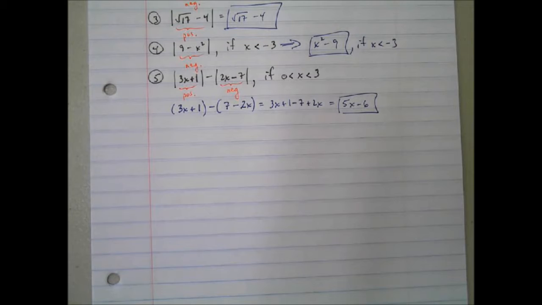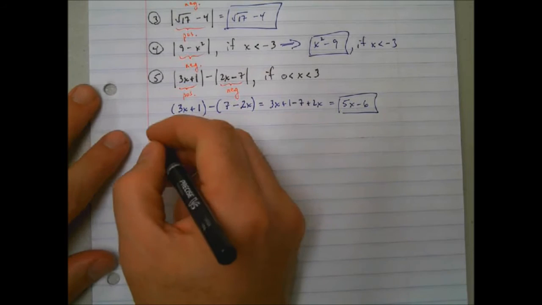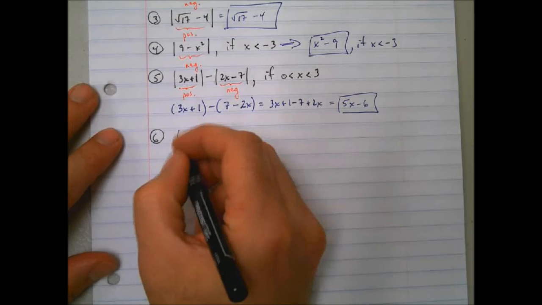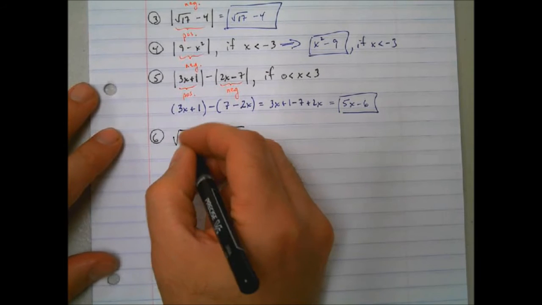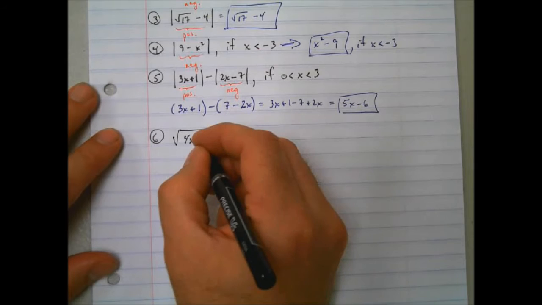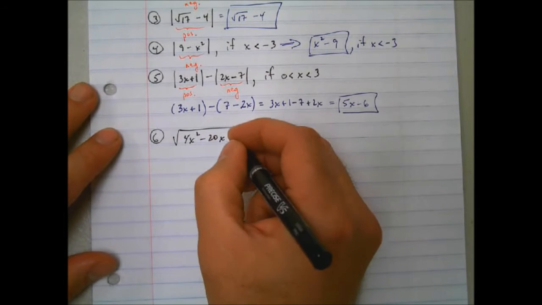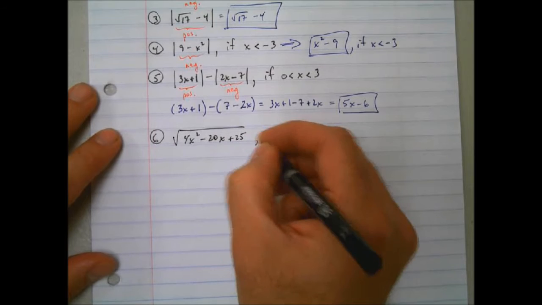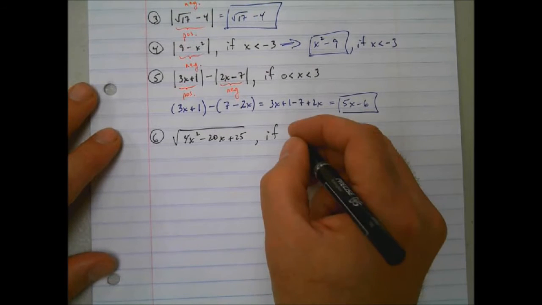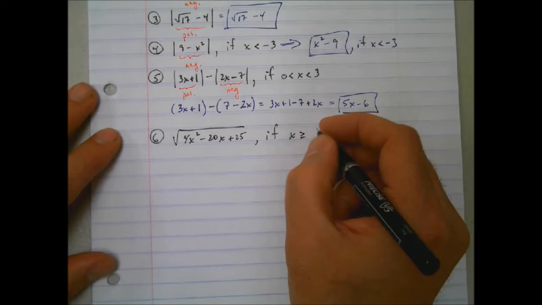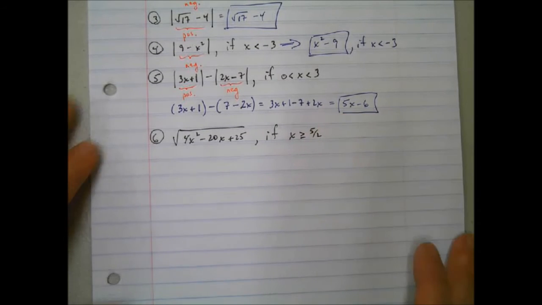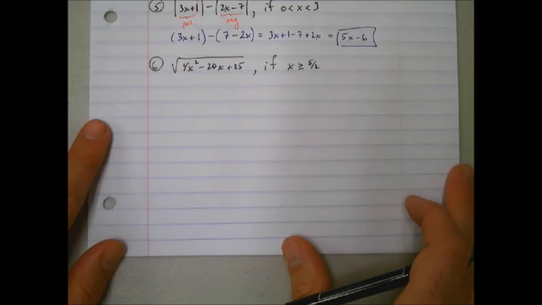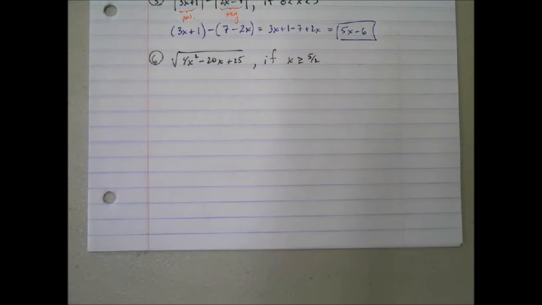Problem number 6 is the square root of 4x squared minus 20x plus 25, if x is greater than or equal to 5/2. Now, at the moment, you might be looking at this and saying, well, there's not even any absolute value there. But let's see what we can do to simplify it.